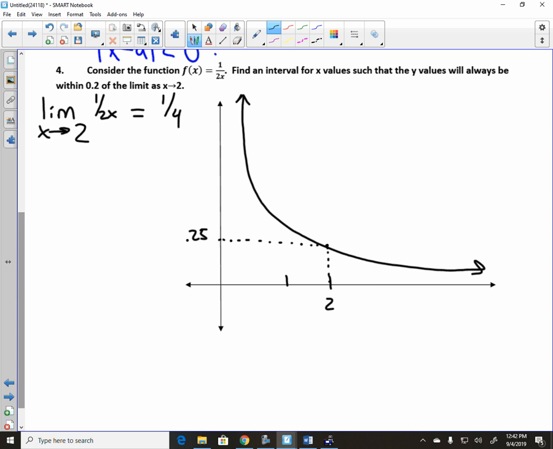Which letter represents 2? What letter have we used that represents 2? A. What letter represents 0.25? L. Epsilon. Find an interval for x values such that the y values will always be within 0.2. Epsilon goes with y values within 0.2. So I'm going to go up 0.2. If I go up 0.2, where am I at? Exactly. 0.2 would bring me to 0.45. Is everybody okay with that?